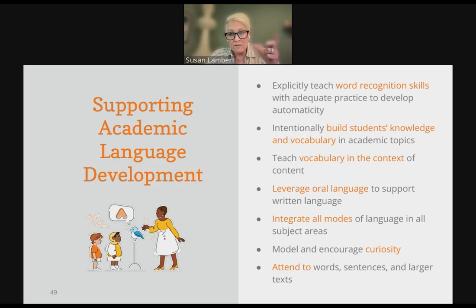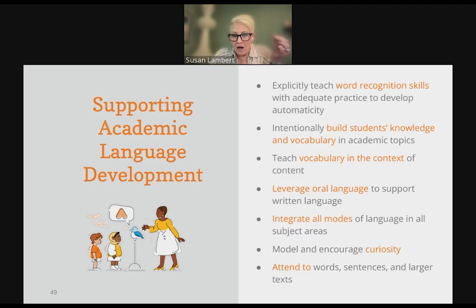Remember that even if you're a math teacher, you should be leveraging speaking, listening, reading, and writing. Those modes of language are not exclusive to English language arts, right? They're the way that we learn.